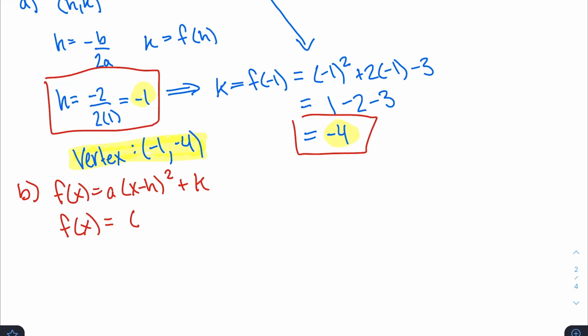So I'm not bothering to write times 1. X minus h, so minus negative 1, I get plus 1 squared. Plus k, or plus negative 4, I just get negative 4, giving me my standard form of the quadratic equation. Now I can continue forth to part C, giving me the x and y intercepts.